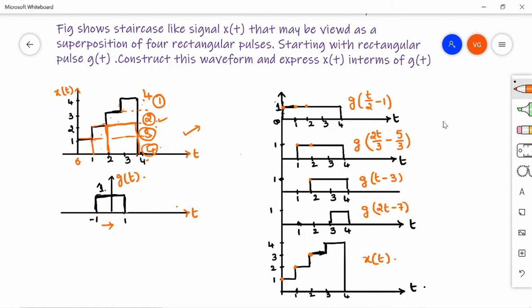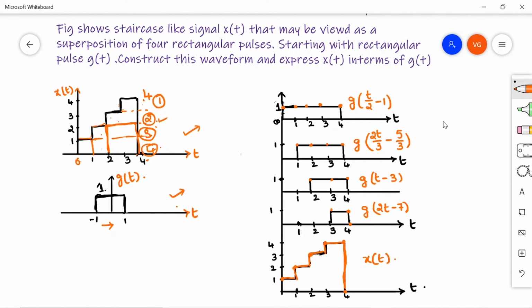At t is equal to 3, 1 plus 1 plus 1 plus 1. So 4. Drawn 4. At t is equal to 4, 1, 1, 1 and again 1, 4. So like this. After that it has dropped to 0. So I have marked here. So as all the signals are step signals only, without any fear, you can join all the points with step signal, right? So this is how we can develop a staircase signal using this g of t signal.